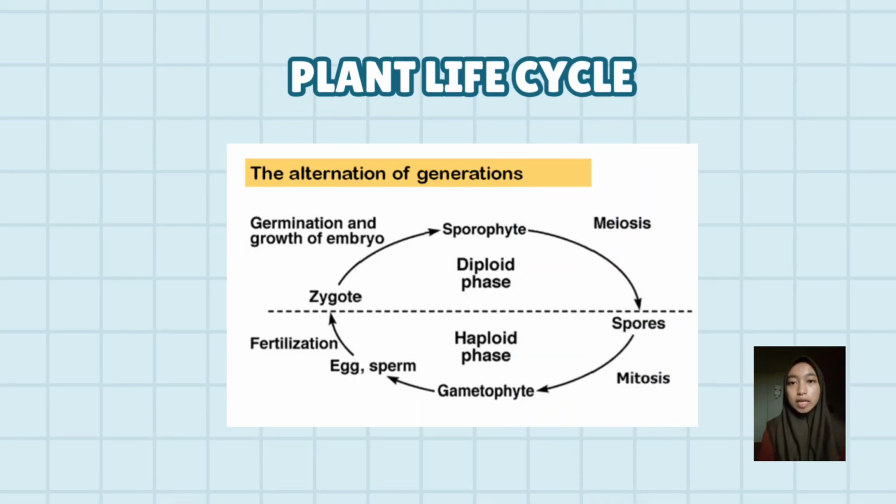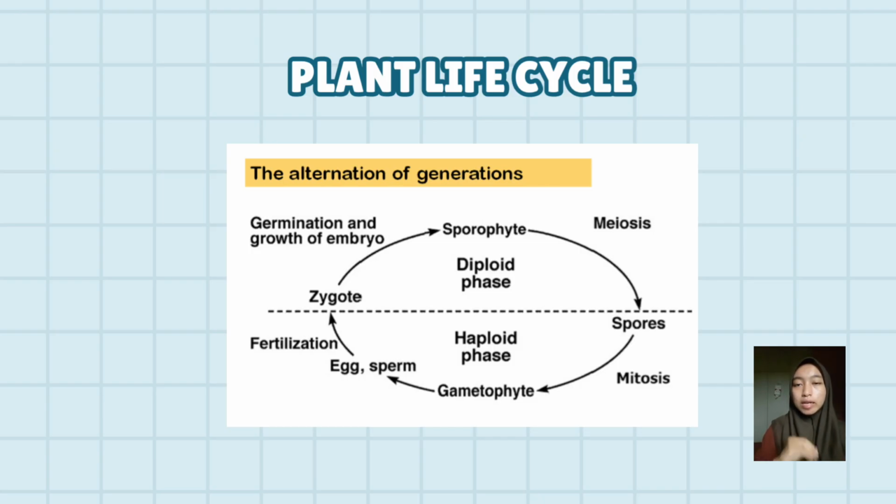The last slide is the plant life cycle. Here we can see the life cycle of a plant shown in the diagram above. This life cycle includes two main phases, which are the diploid phase and the haploid phase. Starting at the diploid phase, we have the sporophyte. The sporophyte undergoes meiosis to produce spores. These spores enter the haploid phase.